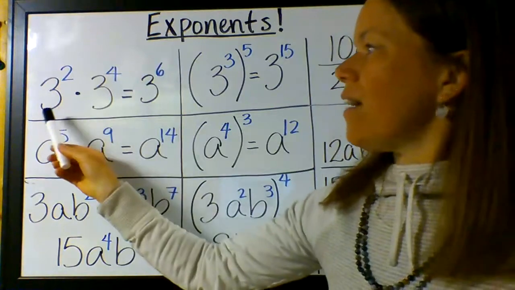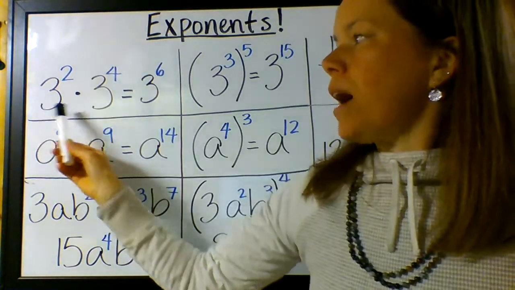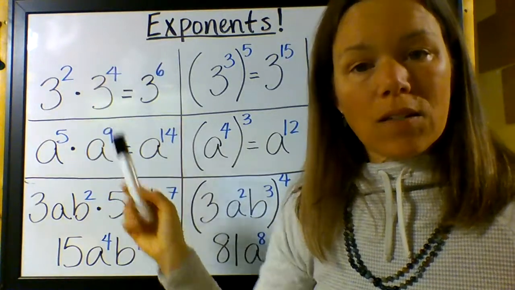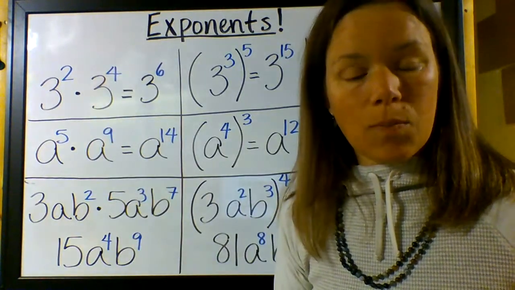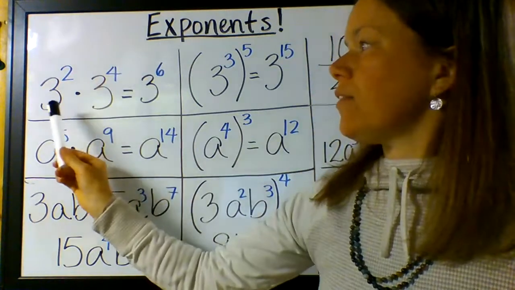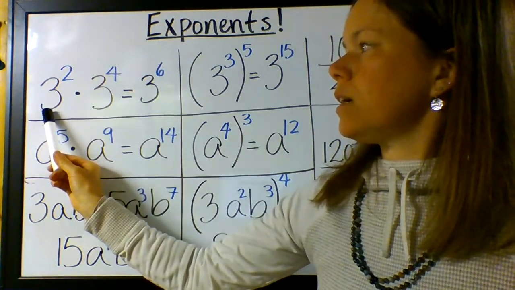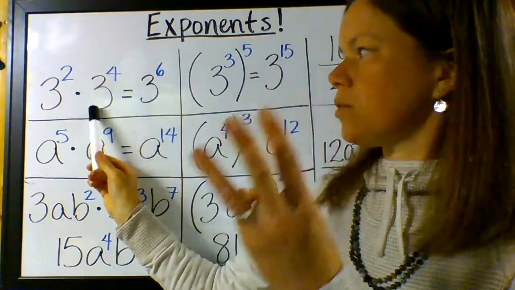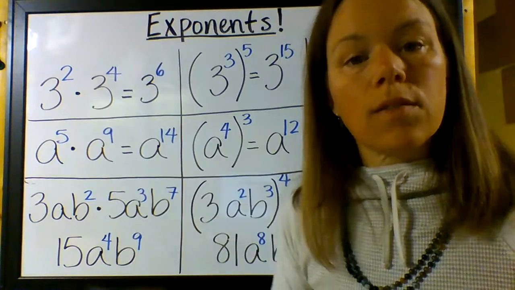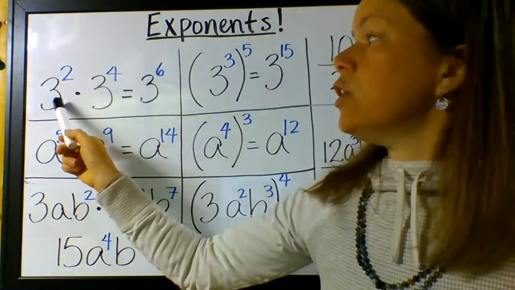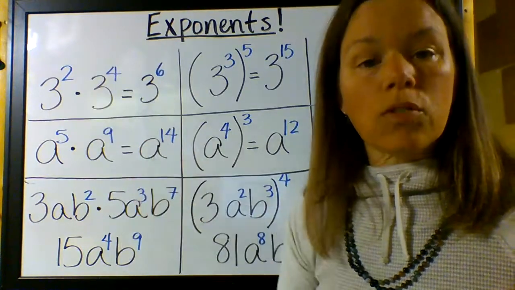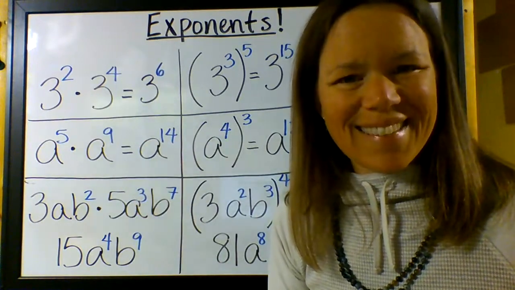When we multiply either numbers or variables that have exponents, we add the exponents. We did this a lot in class, so hopefully this is just review. This is like 3 times 3 times 3 times 3 times 3 times 3, which is 3 to the 6th, right? So if we wrote them all out, we would know that these 2 3s times these 4 3s end up being these 6 3s all times each other. Does that make sense? Okay.